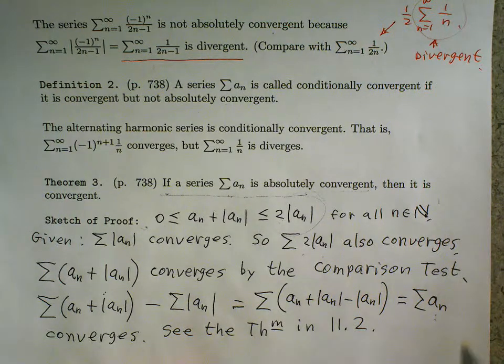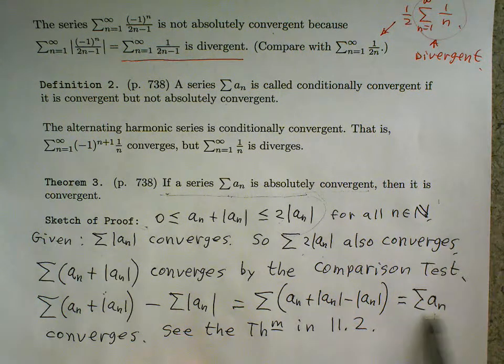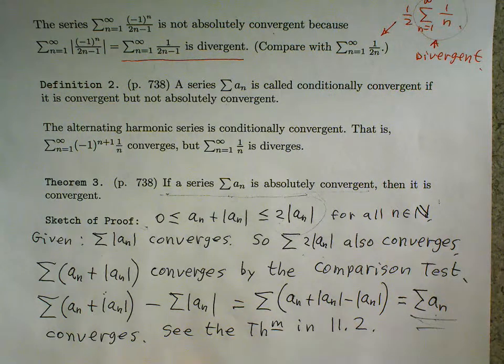Okay, so what we wanted to argue is that if a series is absolutely convergent, then the series itself is convergent. Make sense? Right.